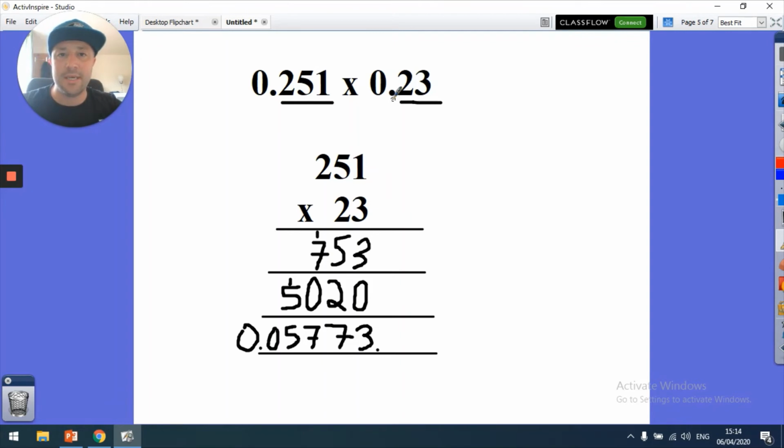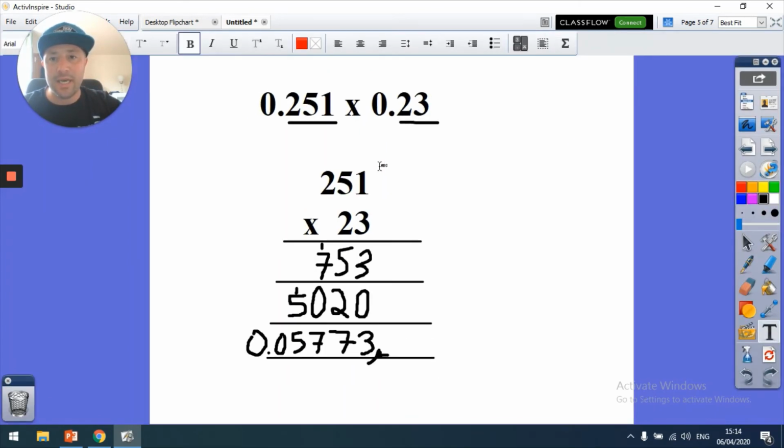0.251 times 0.23 is 0.05773. Ignore that there. So you just do the sum as normal, count up your decimal points, and then put them back in again. What you're basically doing is you're taking them out. You're taking out your decimal points.